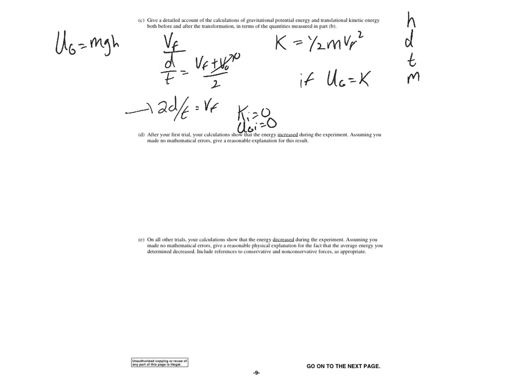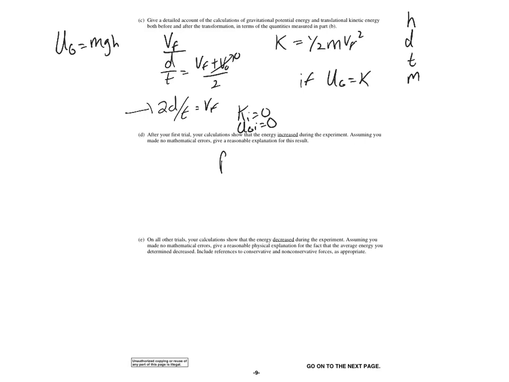Acceleration is constant. Okay, so then for D, after your first trial, your calculations showed that energy increased during the experiment. Assume you made no mathematical errors. Give a reasonable explanation for this. You discovered that the energy was different than it should have been. The energy was more than it should have been. And you just need to figure out a reasonable cause.